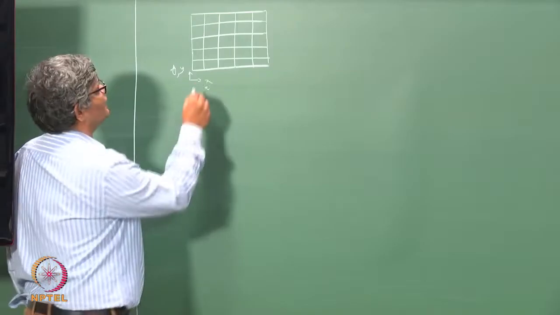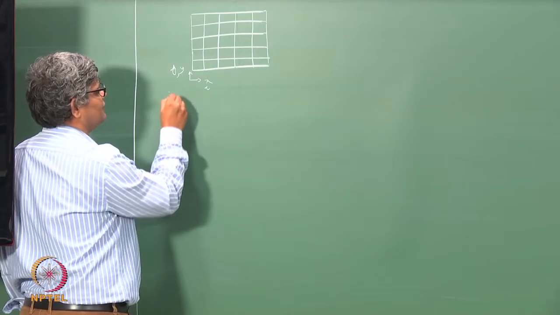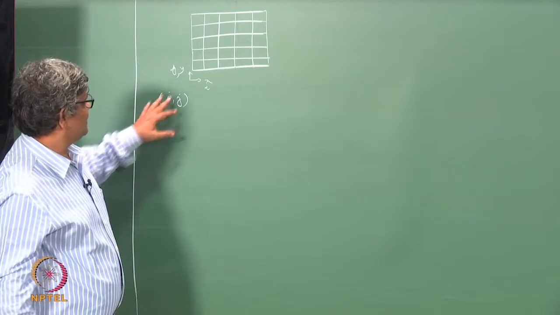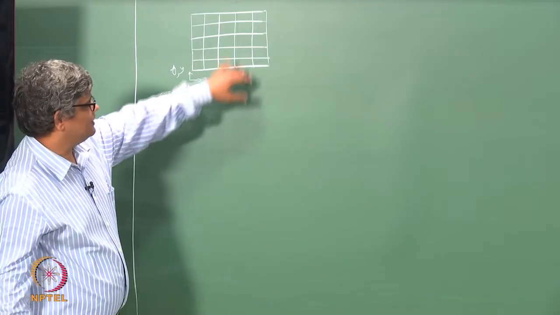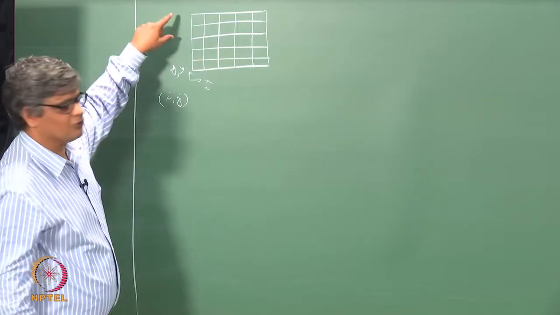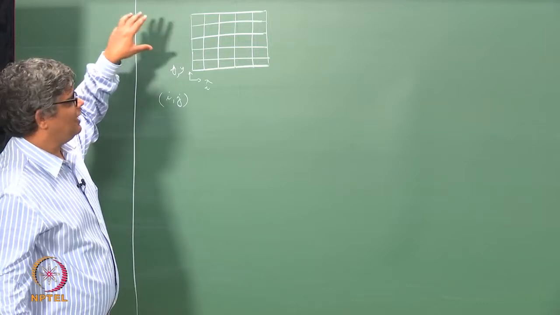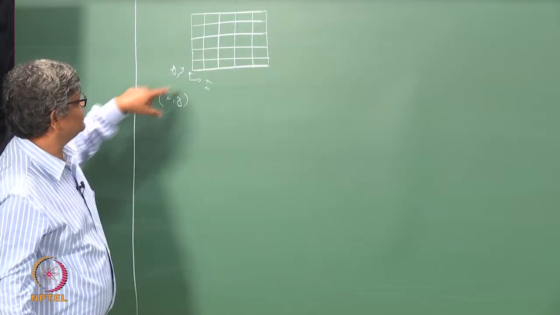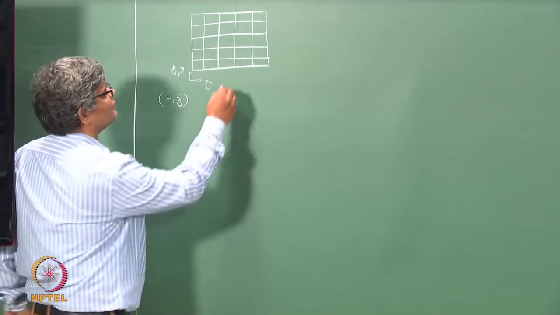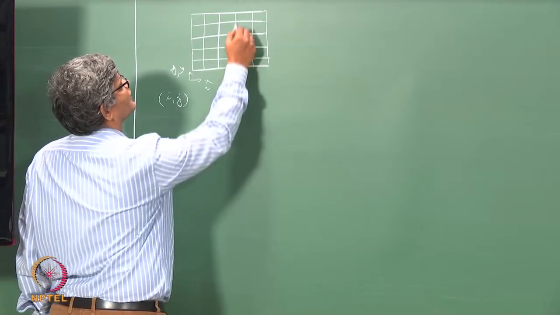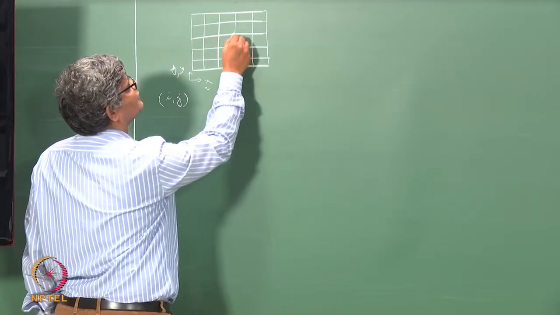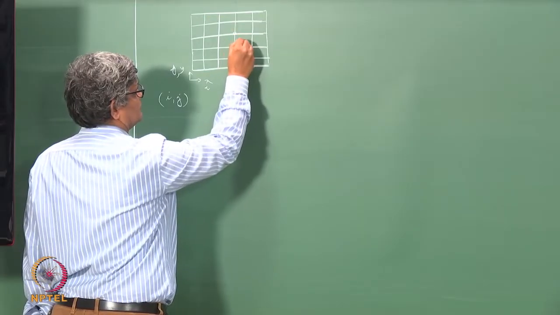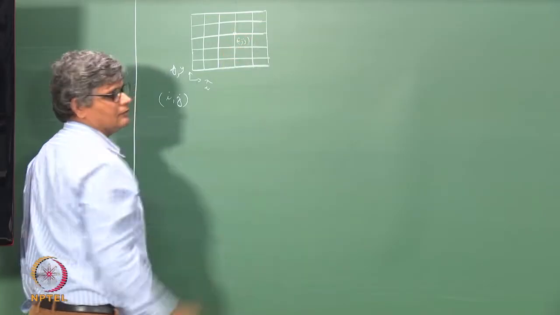We can identify any grid point with two indices i and j, representing the ith coordinate line in the x direction and the jth coordinate line in the y direction, and the intersection of the ith coordinate line and the jth coordinate line will give us the grid point. For example, if this is the i coordinate line and this is the j coordinate line, this point here will be ij.